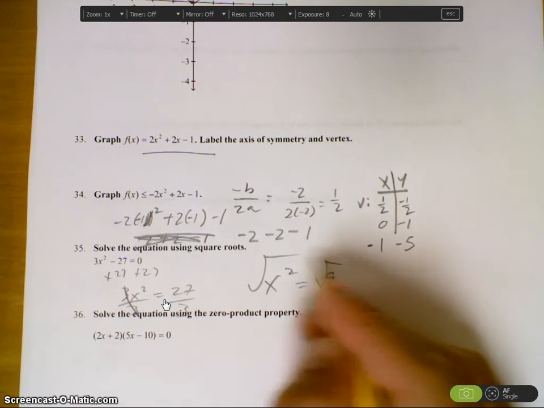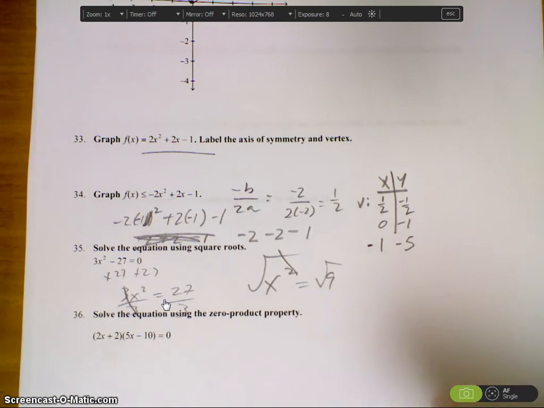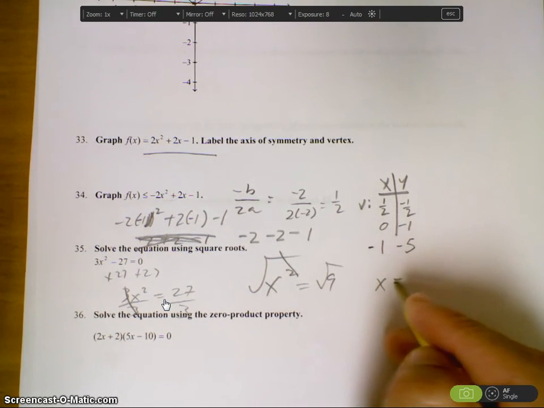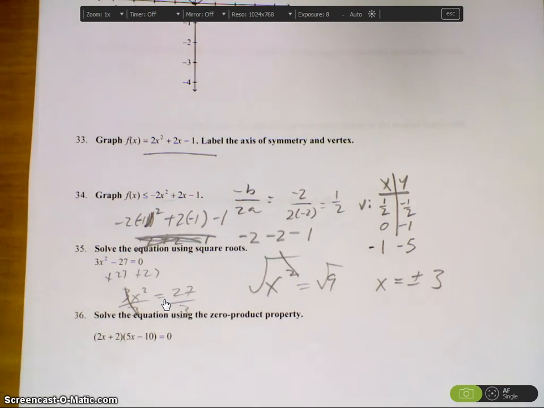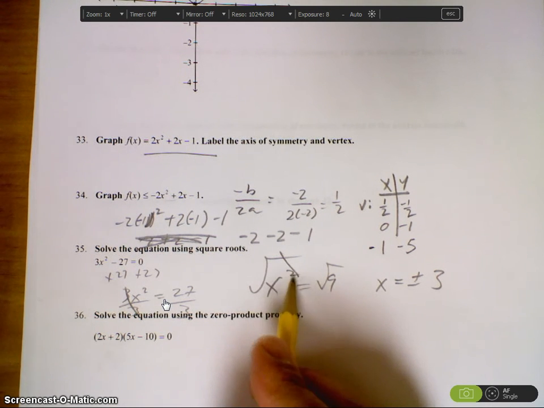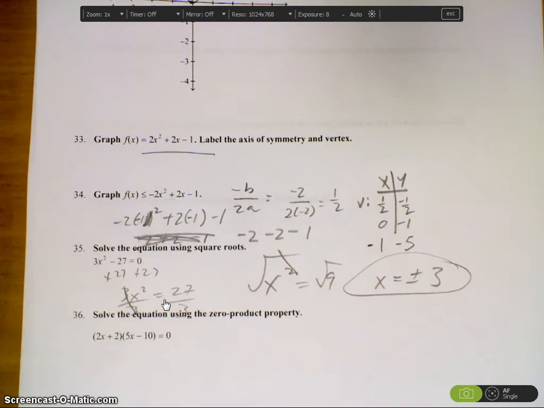Square root both sides. Those cancel. Remember, when you take the square root of both sides of an equation, you have to have both roots. So x equals plus or minus 3, because negative 3 squared is positive 9, and positive 3 squared is positive 9. So there are two answers to that.